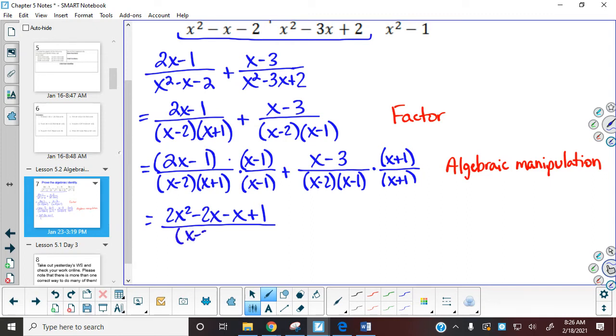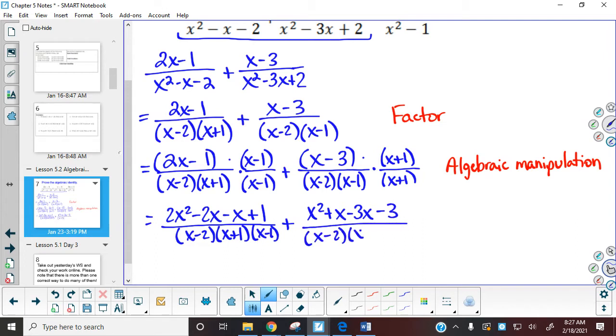The bottom stays the same, so x minus 2, x plus 1, and x minus 1. Then you're going to FOIL along the top of the second one as well. We multiply the x minus 3 and the x plus 1 together, and you would get x squared plus x minus 3x. Those are your inners, and then the last term of minus 3. That's all going to be over x minus 2, x minus 1, and x plus 1. At that step, we multiplied those binomials.